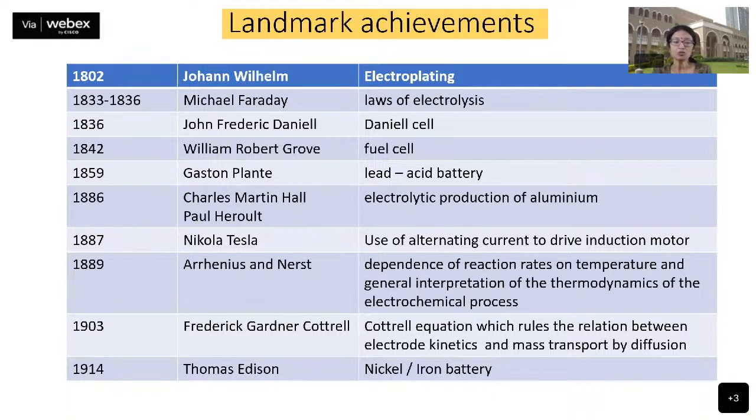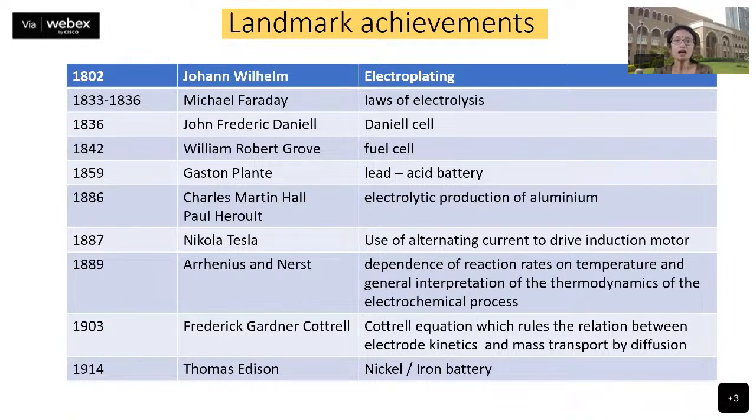One was the law of electrolysis, developed between 1833 and 1836 by Michael Faraday. Then we had the Daniell cell in 1836 by John Frederic Daniell. Then the fuel cell with William Robert Grove in 1842. Then the lead acid battery, by Gaston Planté, in 1859. Then the electrolytic production of aluminium, brought about by Charles Martin Hall and Paul Héroult in 1886. Then the induction motor, use of AC current to drive an induction motor, by the famous scientist Nikola Tesla in 1887.